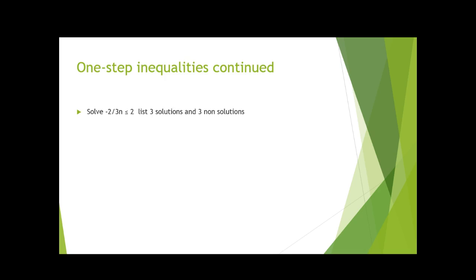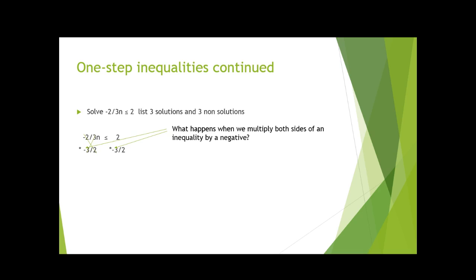Let's look at problems where there are fractions or negative values attached to the variable. For example, negative 2/3 n is less than or equal to 2. We need to get n by itself the same way as if it was an equal sign. We have to get rid of that negative 2/3, and you can do that by multiplying by the reciprocal. We'll multiply both sides by negative 3/2. That cancels out the negative 2/3 and gets n by itself.